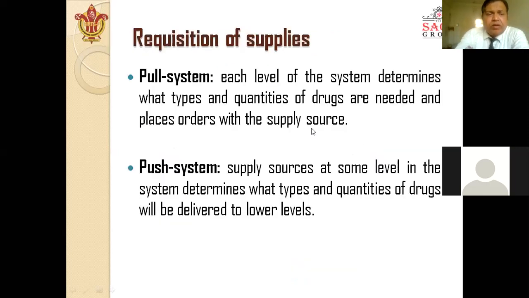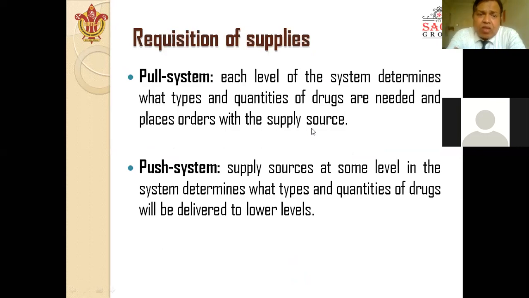Now you can see this recognition of supplies. How will we give the recognition of supplies? There are two types of system: pull system and push system. Pull system, that is each level of the system determines what types and quantity of drug are needed and places an order with the supply source. This is a pull system.